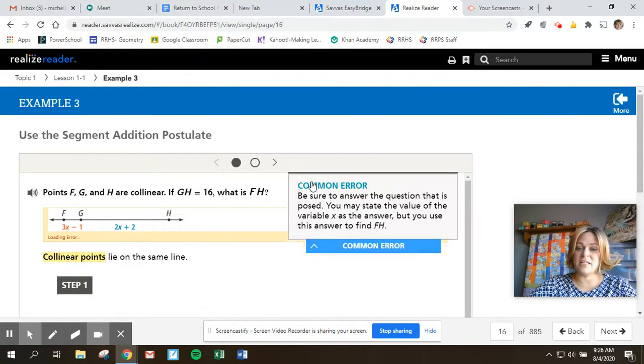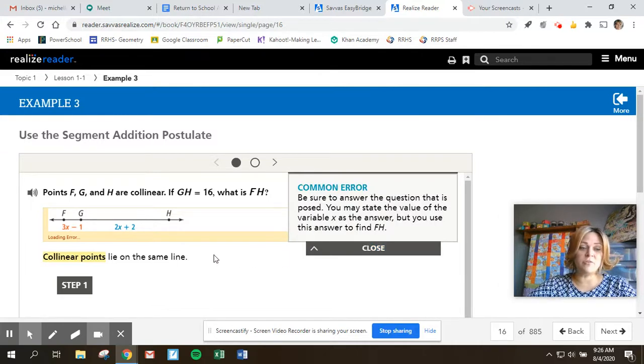Common errors again, I'm going to look at those. Now, I'm going through this very quickly. You are going to want to do this again on your own, but this is the first time you've seen these, so I wanted to make sure to go through it.